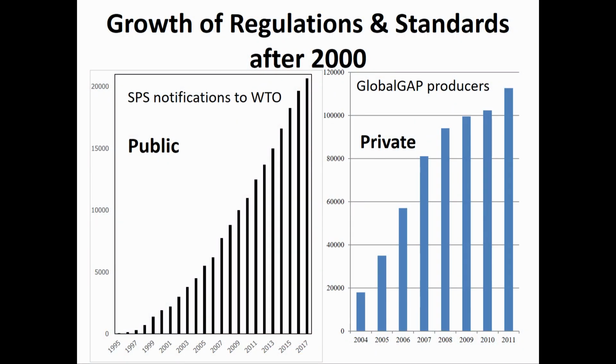On the left-hand side, these are SPS notifications to the WTO, and you see they have grown tremendously after 2000. And on the right-hand side is an indicator of private regulations, so these are GlobalGAP certified producers in the world, and you also see that after 2000, these things have grown very strongly.